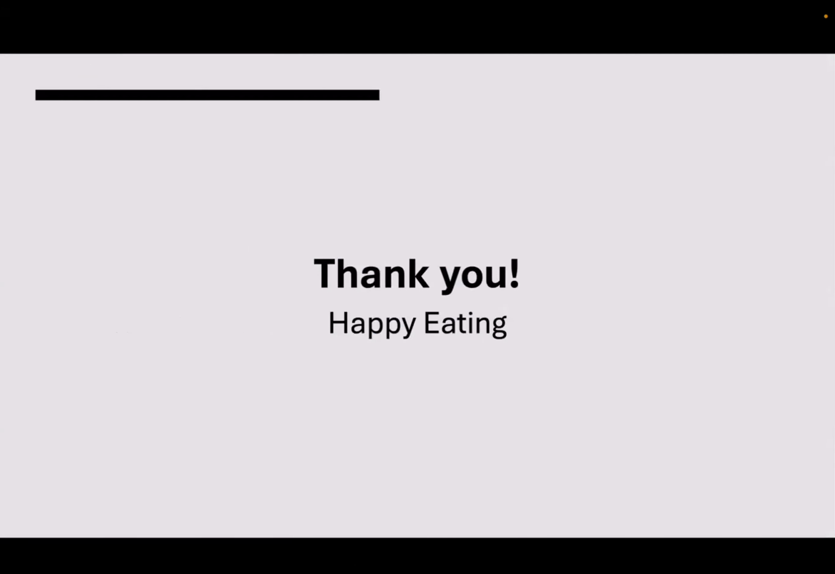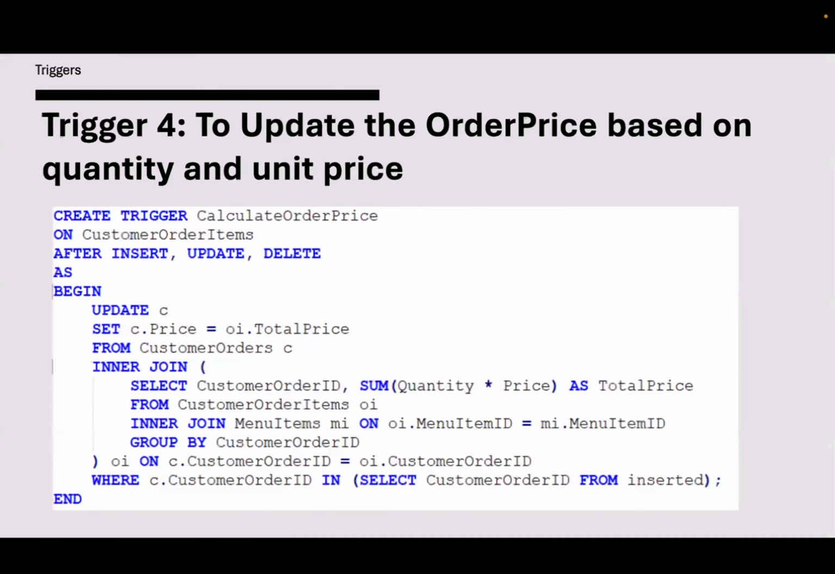Hi, team 15. I have a question for you. You have used a trigger for calculating the order price, right? So could you tell me what events can trigger this calculate order price, and how does it calculate the total price of the customer order?